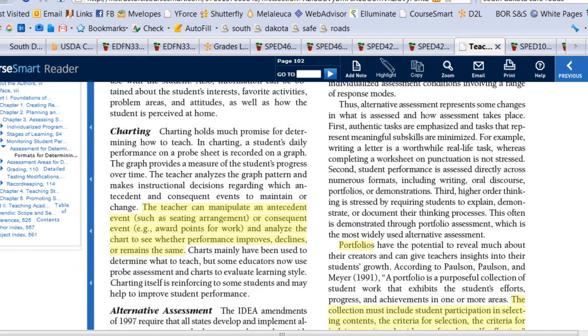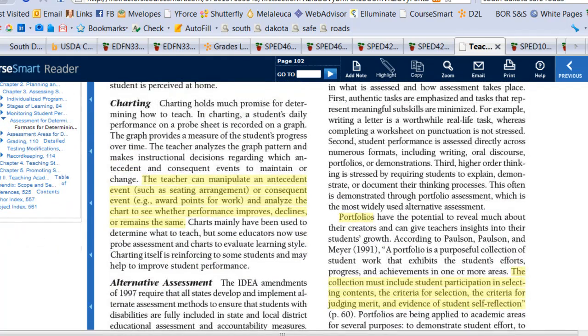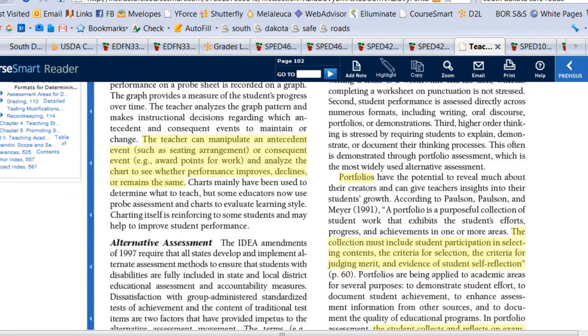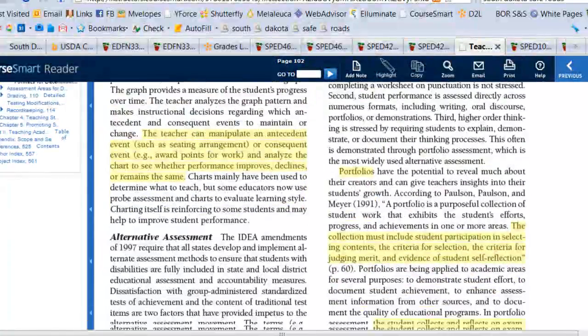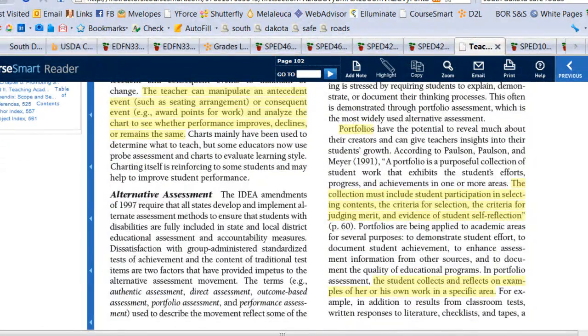Then charting. A teacher can manipulate an antecedent event. What is antecedent? That's the A. Something happens before, such as seating arrangement. Or a consequence event, like awarding points for work, and analyze the charting to see whether performance improves, declines, or remains the same. And go back to the graphing, and you look at those interventions. You make notes about your interventions: today he sat here, and today he got this kind of reward. And you don't change those too fast. You leave them in place a period of time so you can really analyze them.